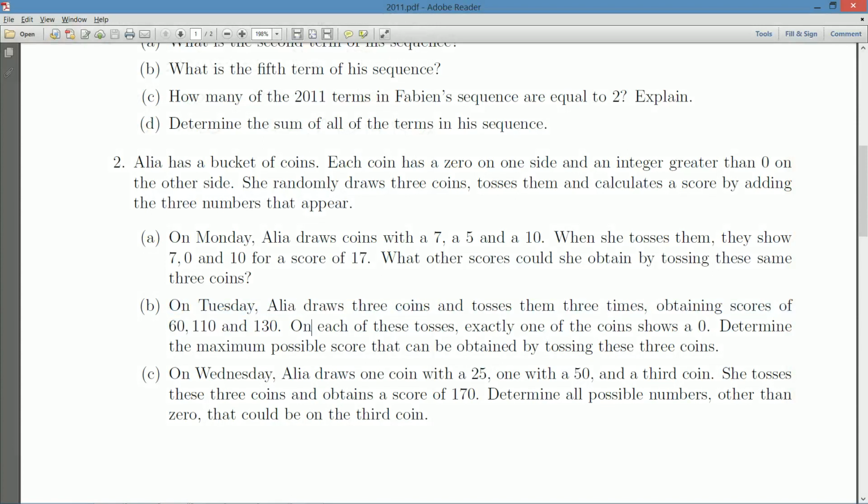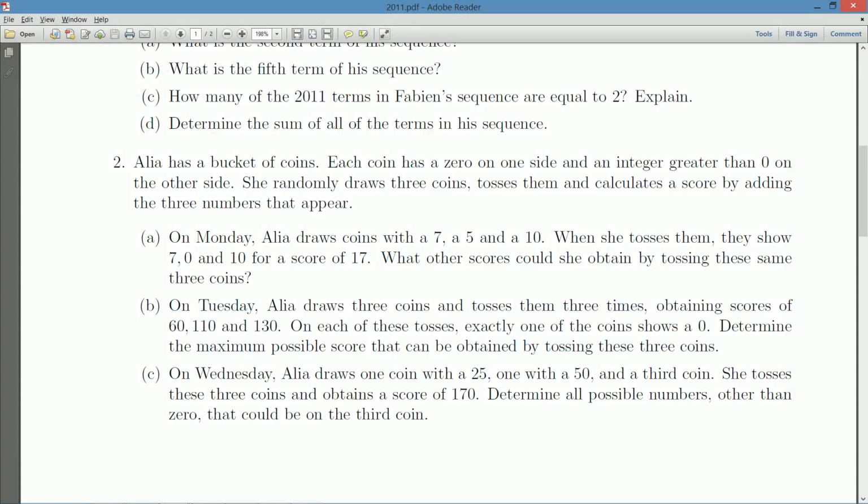So B. On Tuesday, Aaliyah draws 3 coins and tosses them 3 times, obtaining scores of 60, 110, and 130. On each of the tosses, exactly one of the coins shows a 0. Determine the maximum possible score that can be obtained by tossing these 3 coins. Okay.